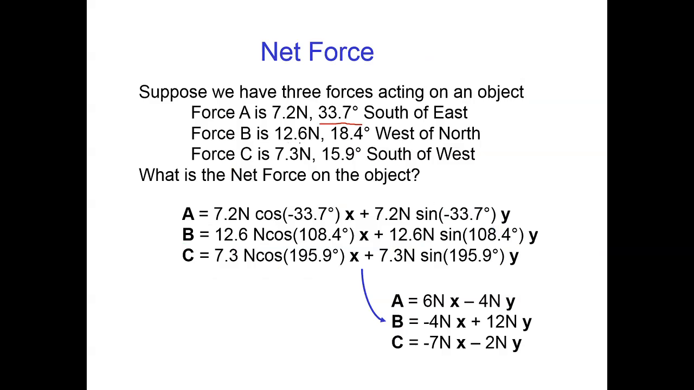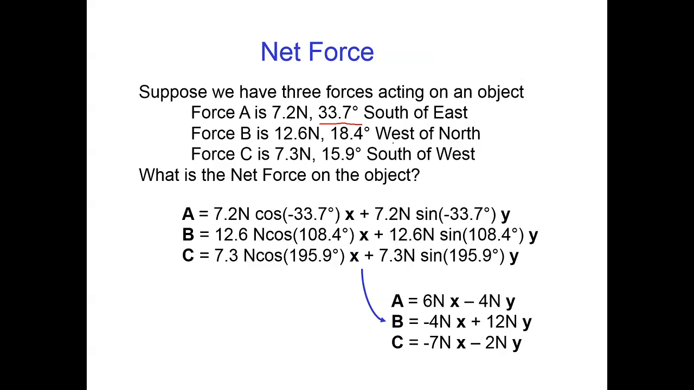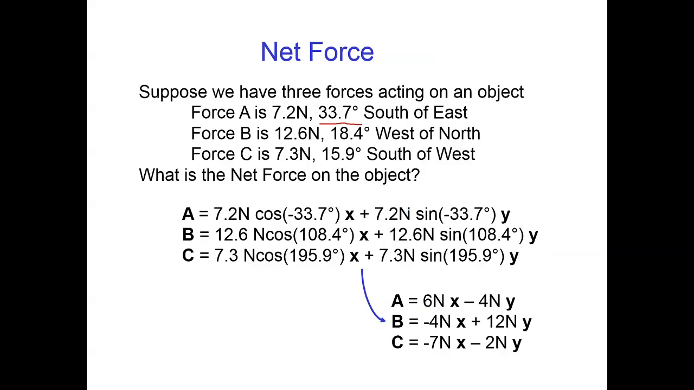In the case of B, this is 18.4 degrees west of north. North is at 90 degrees, so we add this angle of 18.4, which gives us the angle of 108.4. And then for C, it is 15.9 degrees south of west. West here is 180 degrees, so we add 15.9, and that gets us to 195.9 degrees.